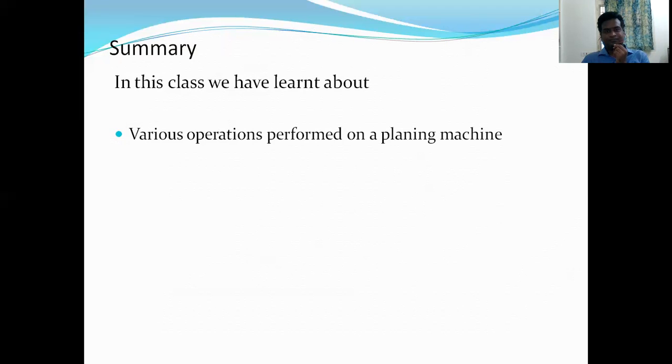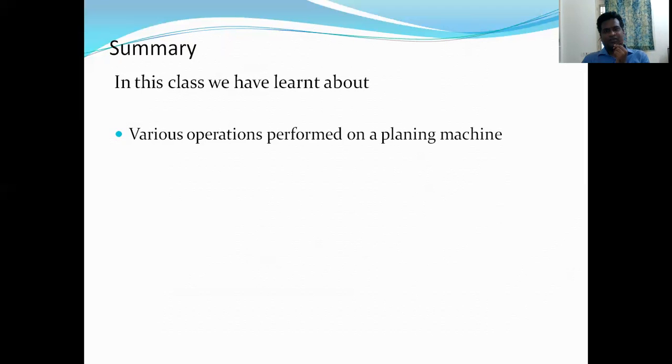And after that, the construction details of the planer. What parts does it have? Base, tool head, work table, cross rails, housings, etc. These are the construction details of the parts of the planer machine that we have discussed. And after that, the types of planer machines have also been discussed.